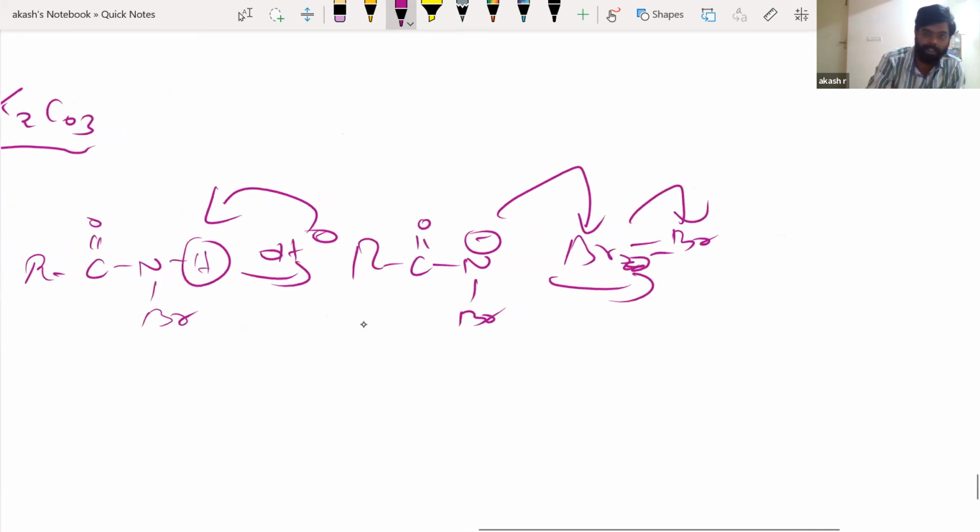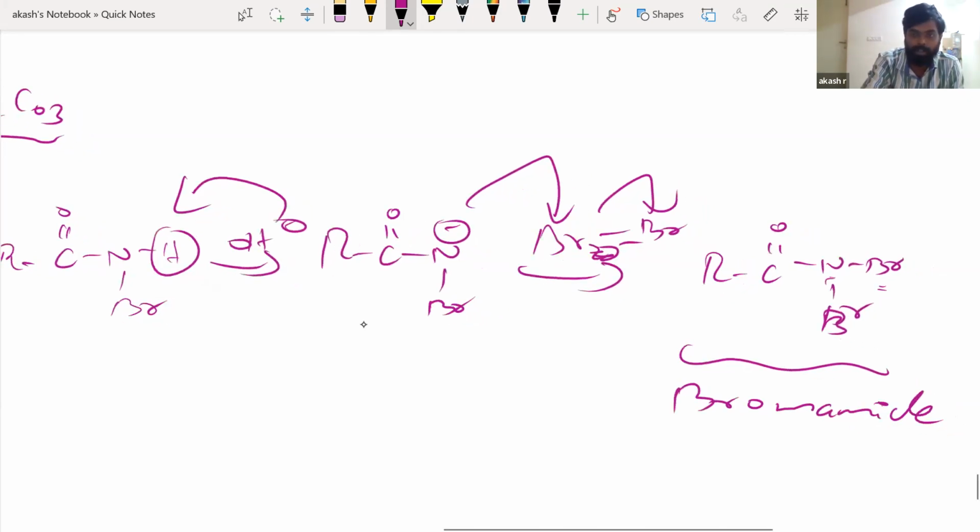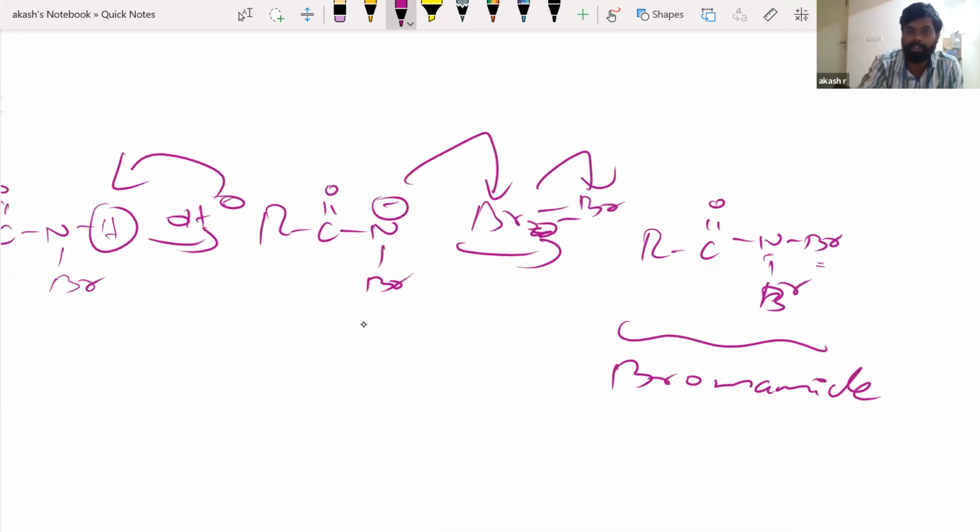Right. So then you will see that I'll form R, C double bond O, N, Br, and Br. So this compound which you're forming here is what is called your bromamide. This is an amide, but bromine is attached to nitrogen, so it's called bromamide. Now this compound will be formed. Next thing is this Br comes, and then what happens? One second. So this R will go here.